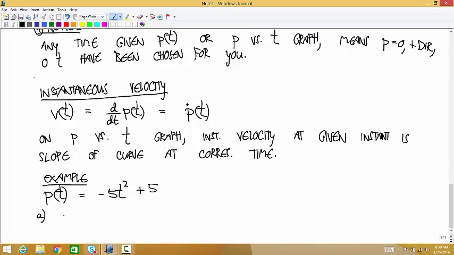So first, what's the velocity as a function of time? And second, what's the instantaneous velocity at the instant time equals 0.5 seconds? Okay, so do that one, please. I don't mean to be rude.